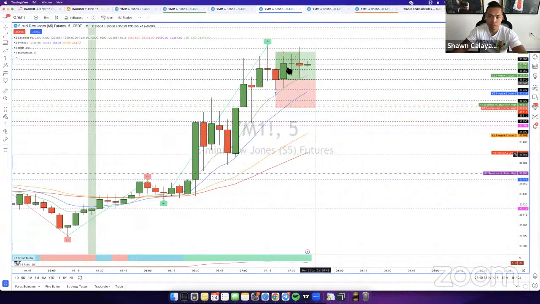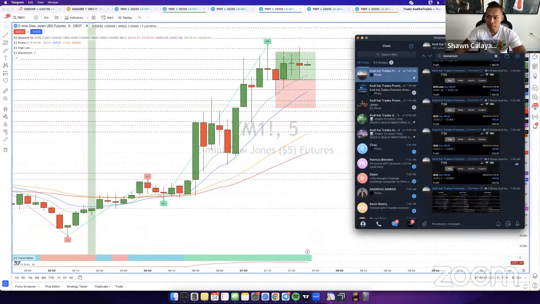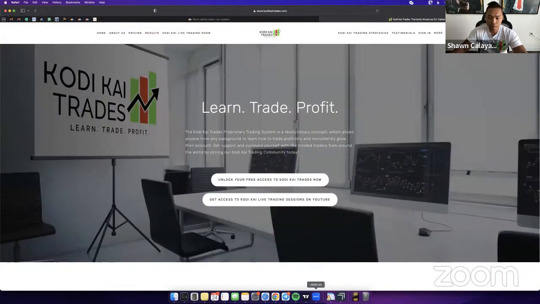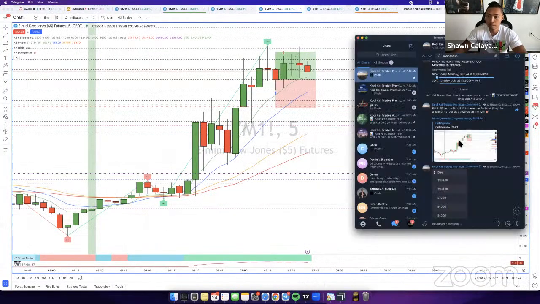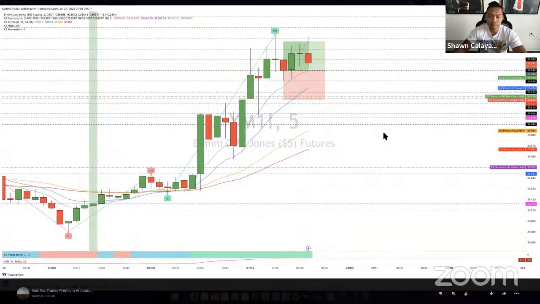Okay, so here's a trade that we took. I just took the screenshot over here so that you guys can see. Basically this is a trade we took right here, the 5-minute momentum pullback scalp.